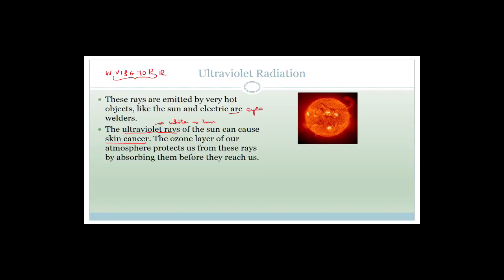And the more you burn, the worse it is. The damage caused by the ultraviolet rays is actually additive. In other words, day one, you go into the sun, you think, I'm going to go into the sun for just a while. I won't use sunblock.